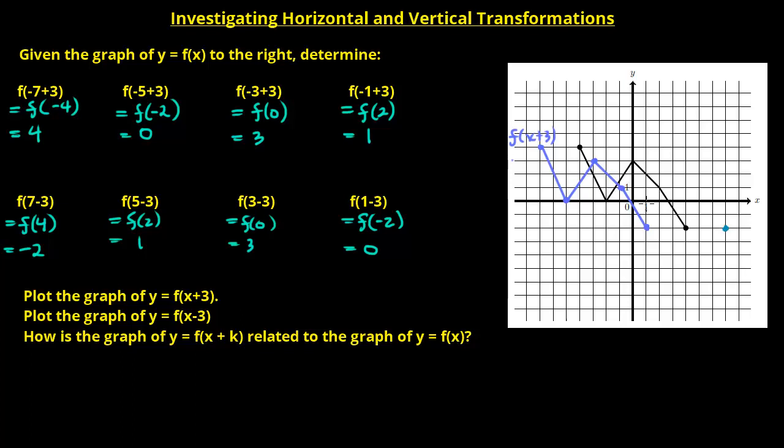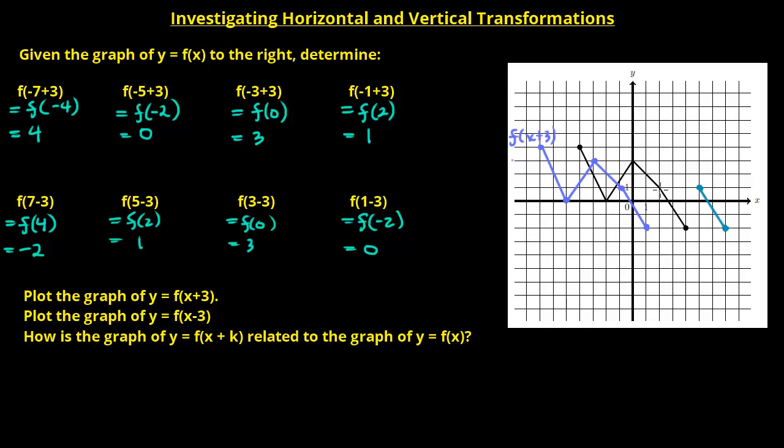So again, let's count 1, 2, 3, 4, 5, 6, 7. And when x is 7, I get f of 4, which is negative 2. When x is 5, I get f of 2. So f of 2 was 1. But now I get that when x is equal to 5. So 1, 2, 3, 4, 5. So I get a point here. So notice what's happened for this segment of my graph.